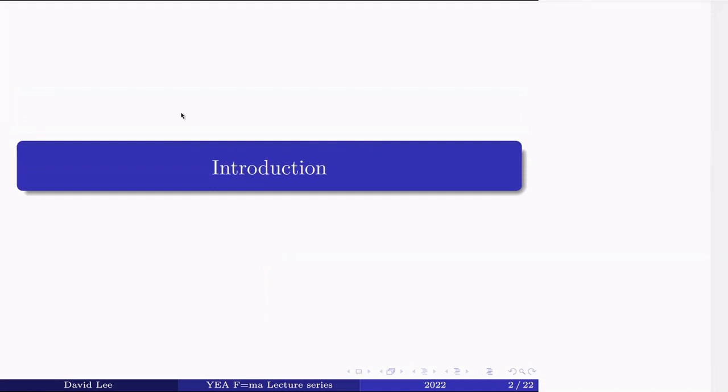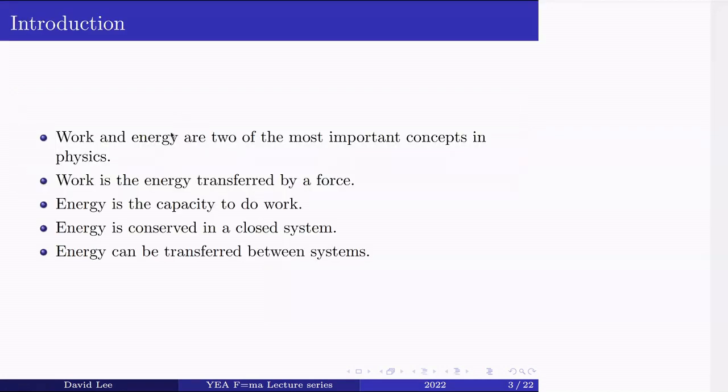All right, so let's do a quick introduction. What is work and what is energy? In short, work and energy are very important concepts.